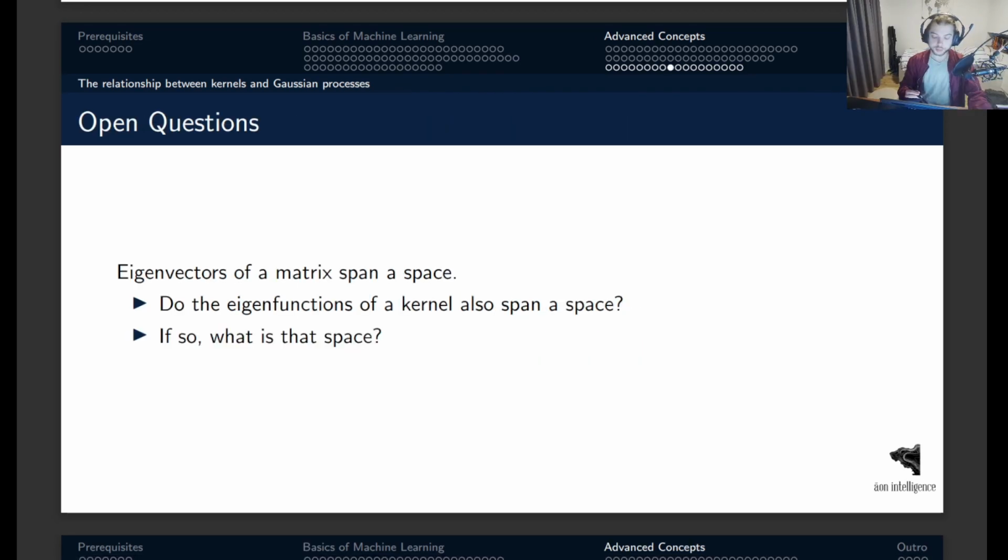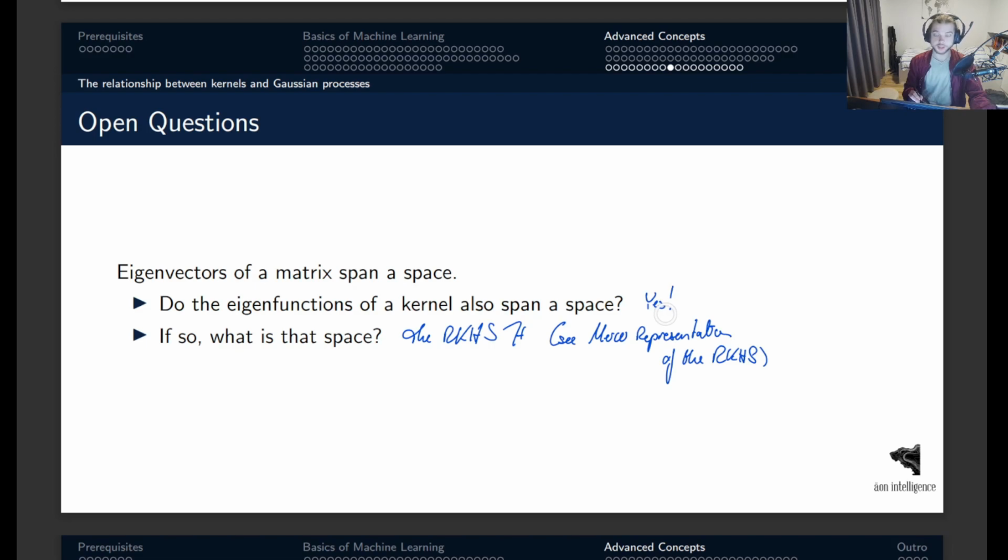So now we've seen that Mercer's theorem provides us with an analogous result to the spectral decomposition of matrices. We have that a kernel, which is a bivariate function that is symmetric and positive definite, can be decomposed as a countable sum of eigenfunction products. And given this similarity, we can ask ourselves now, since eigenvectors of a matrix span a space, called the eigenspace, do eigenfunctions of a kernel also span a space? And if so, what is that space? Let me give you the answer to these questions.